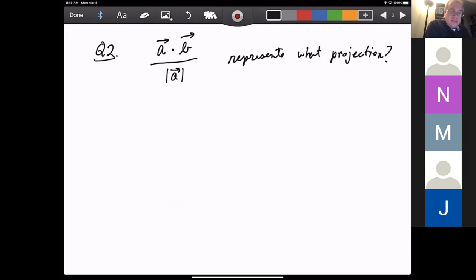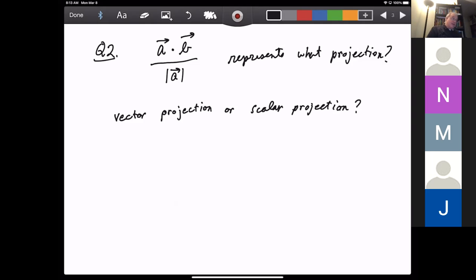All right, so this could be the vector projection or the scalar projection. Right, those are the two types of projections that we've learned about. So that's the first choice you have to make.